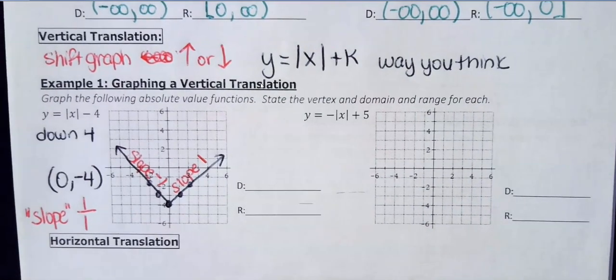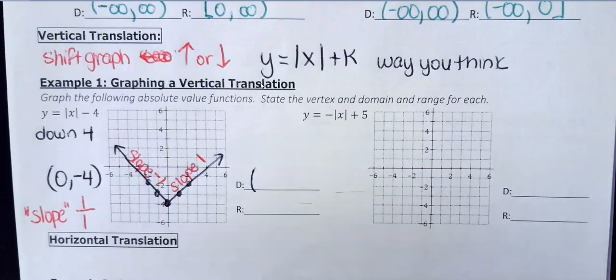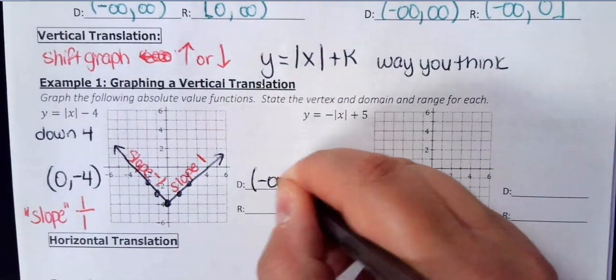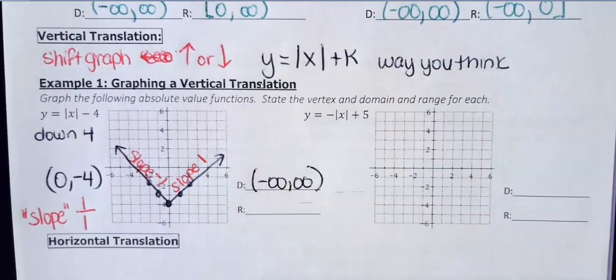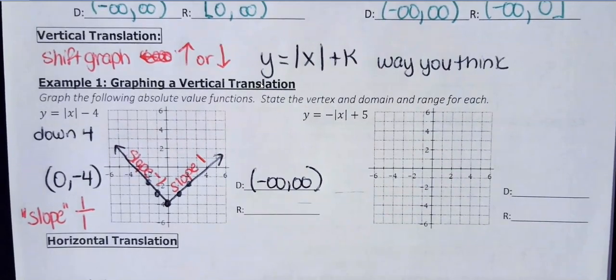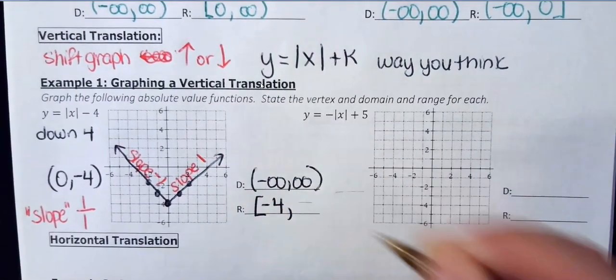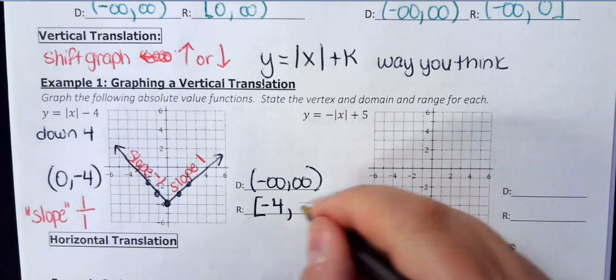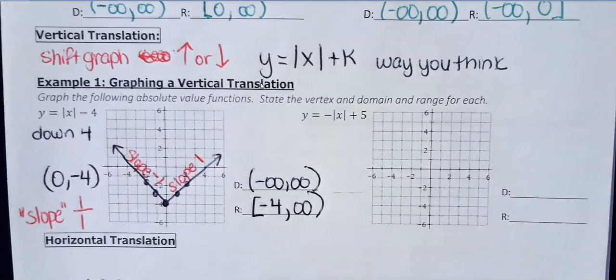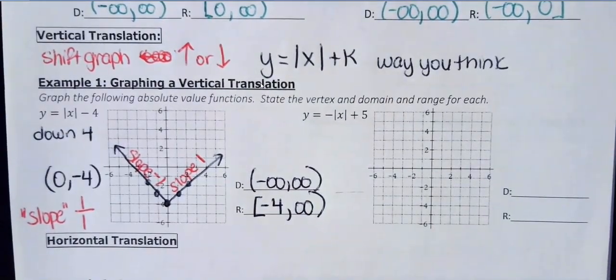All right, now, domain, every single one of these, left and right forever, so negative infinity to infinity. It's going to cover the whole x-axis. Can anybody raise your hand and tell me what you would write for the range for this graph? What are my possible y values? Tell me what you think. Negative 4 to infinity. Just go ahead and put a bracket with that number because you got that point right there, and we're going up forever. Okay. Does anybody have a question?